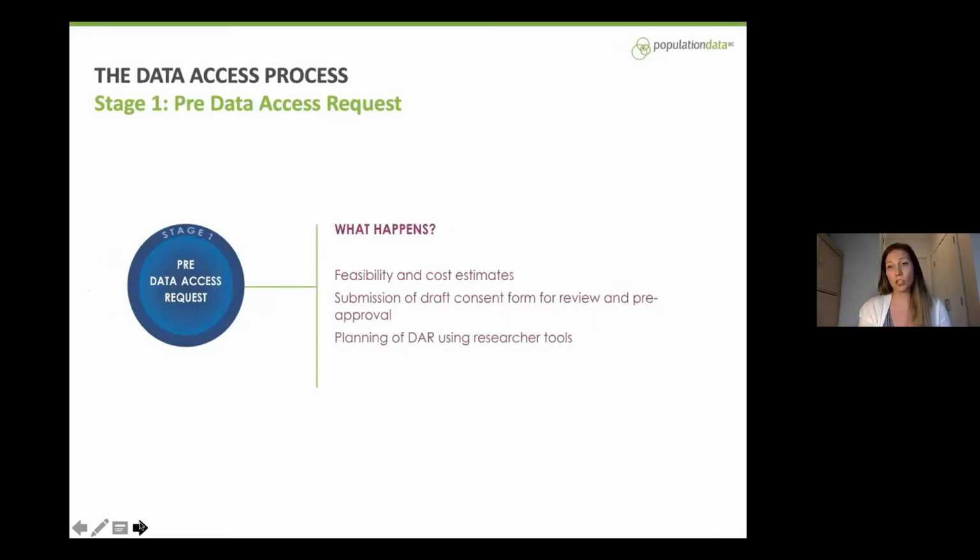And like I mentioned, with researcher collected data, we would review the consent form to ensure that all of the relevant information that needs to be in that consent form is within it, so that we don't run into any problems once we want to link that data down the road. We also have various planning tools on our website for planning a DAR, and I'll touch upon those at the very end of the presentation.